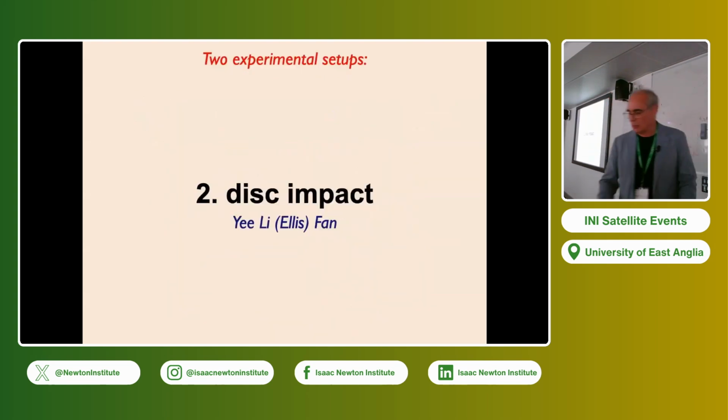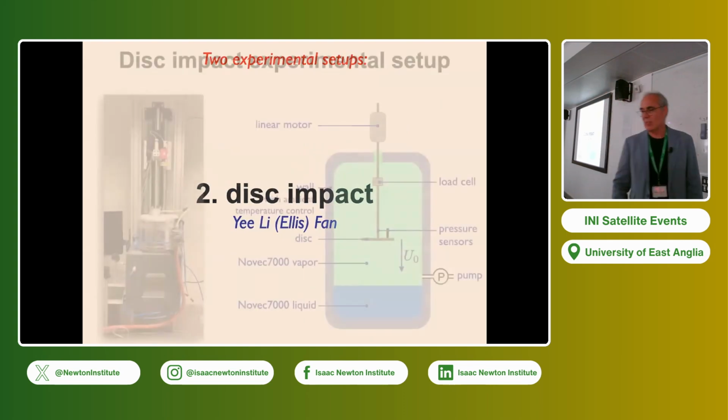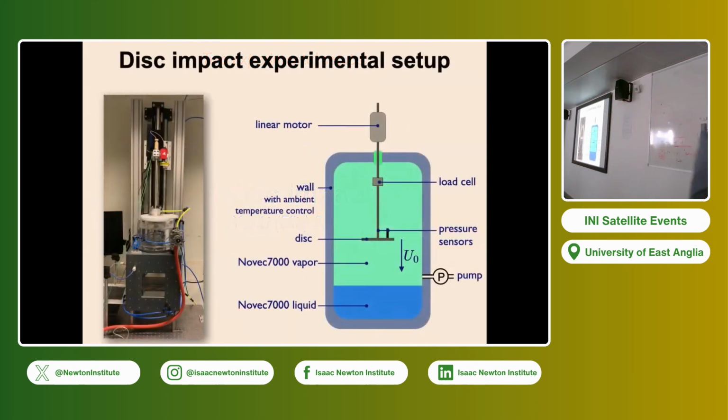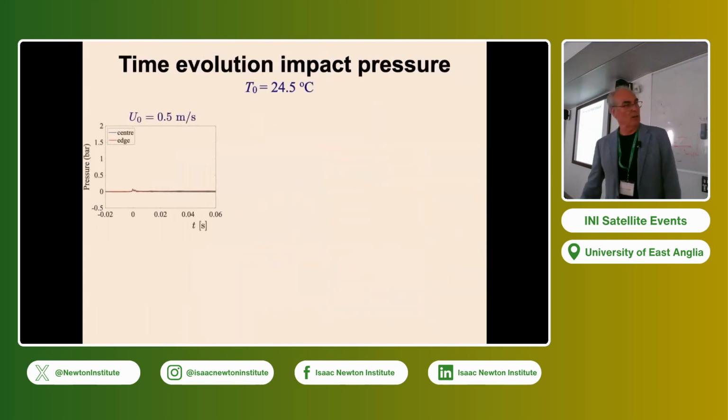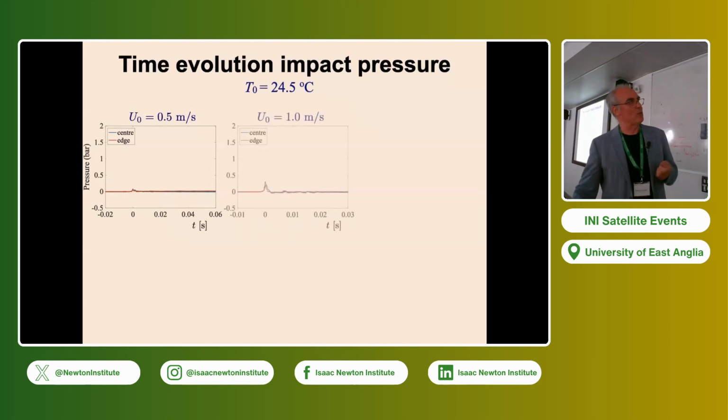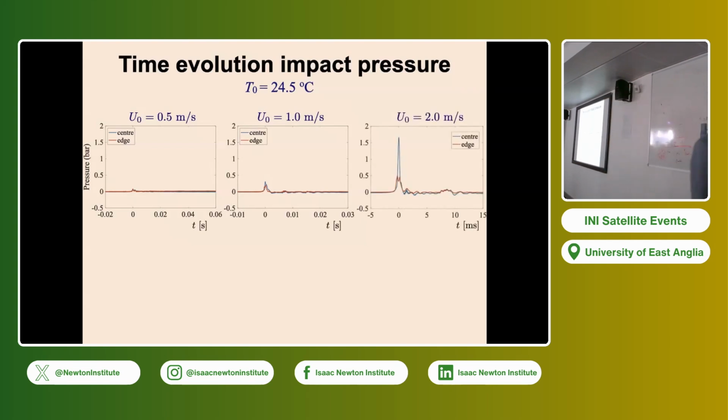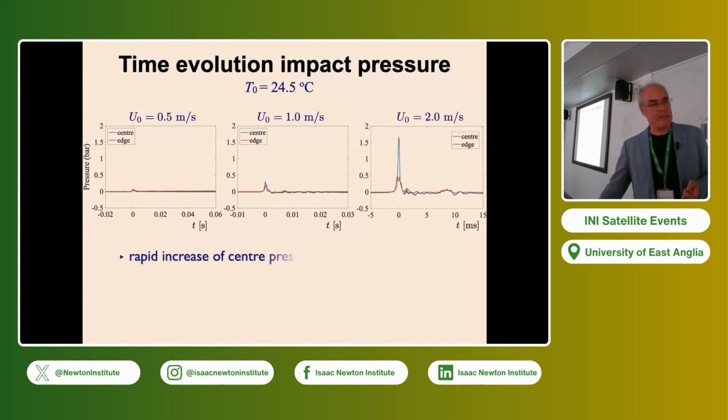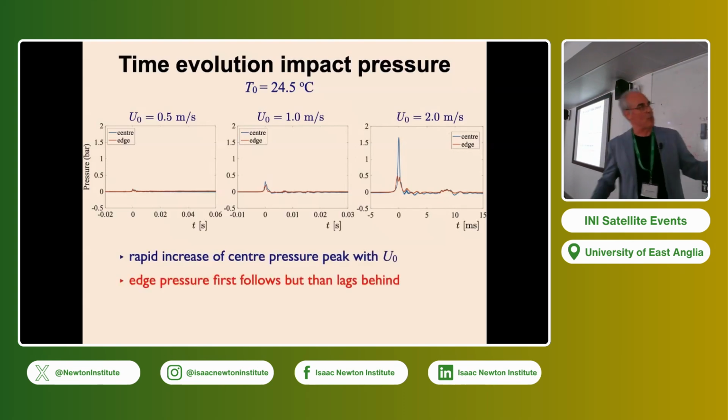Good. That brings me to the second setup. The second setup is similar to the first, only now we impact a disk onto the Novec 7000 liquid in a similar way, and we measure with two pressure sensors on the disk. We measure the pressure inside the system, and what you see is that if we increase the impact speed, the pressure goes up, as is expected. There's a rapid increase of the center pressure peak with U naught, and the edge pressure, which we measure closer to the edge, first follows, but then lags behind a bit.